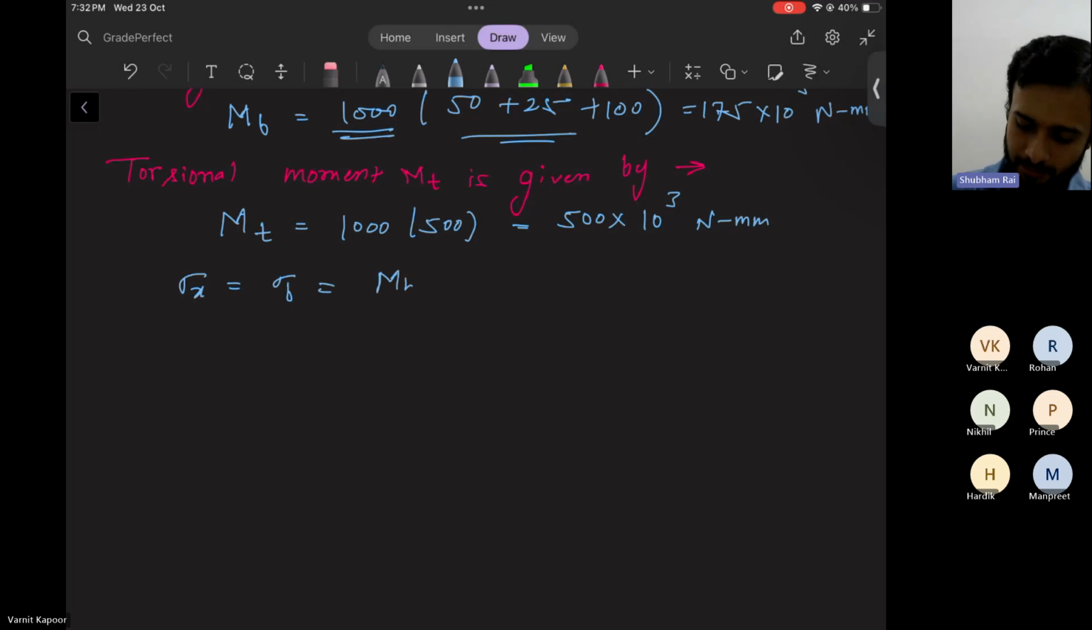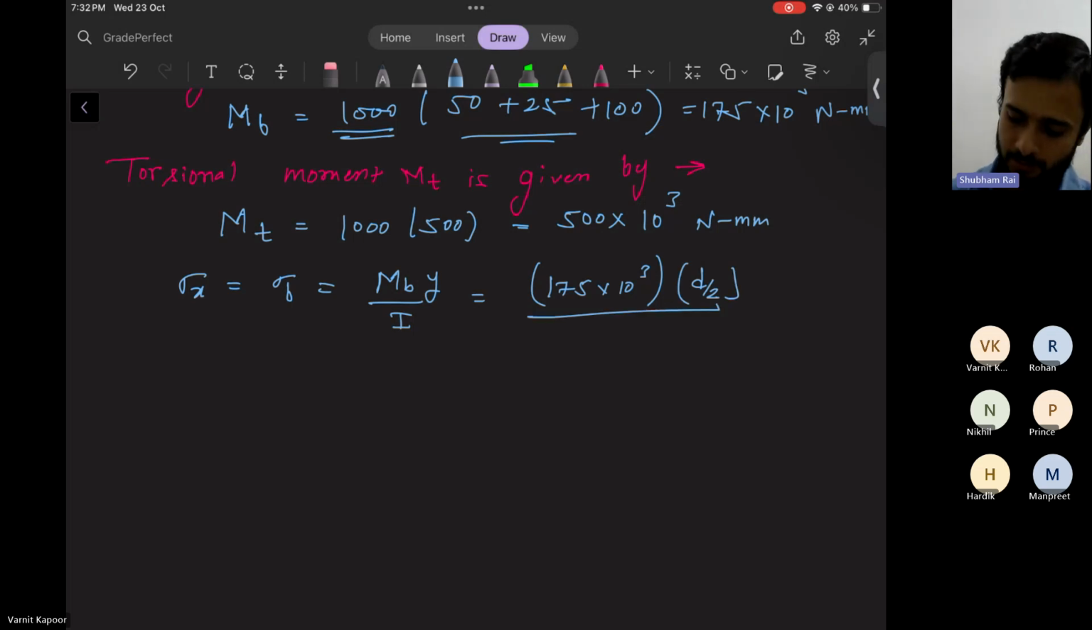The formula for bending stress is bending moment into y by I, and y will be the maximum distance, which is the radius of the shaft, d by 2, diameter of the shaft divided by 2. So M_B is 175 into 10 to the power 3 Newton mm, and this is d by 2, where d we have in mm, and I will be pi by 64 d to the power 4, right? So this will be Ixx.